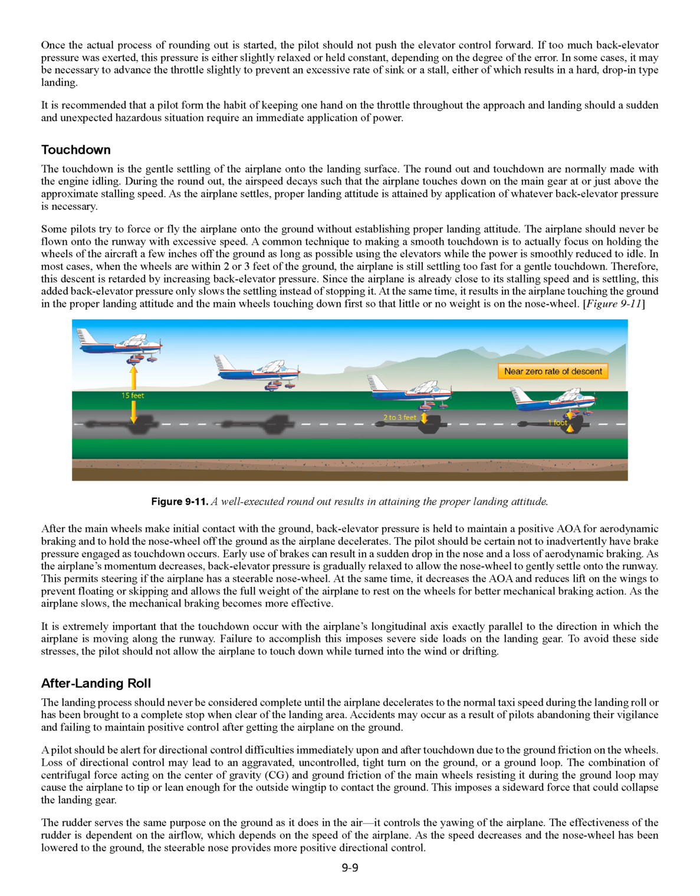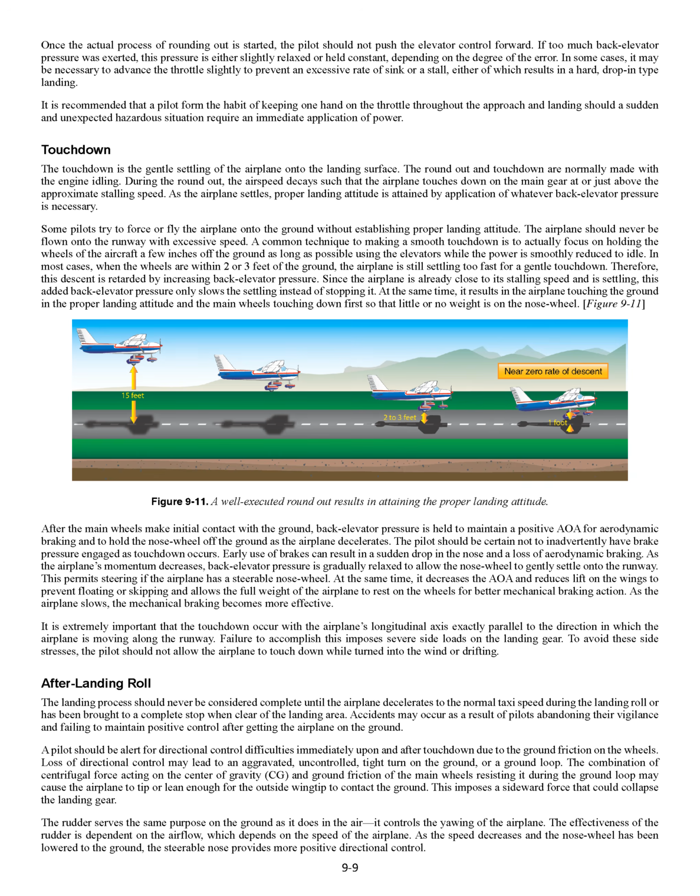After the main wheels make initial contact with the ground, back elevator pressure is held to maintain a positive AOA for aerodynamic braking and to hold the nose wheel off the ground as the airplane decelerates. The pilot should be certain not to inadvertently have brake pressure engaged as touchdown occurs. Early use of brakes can result in a sudden drop in the nose and a loss of aerodynamic braking. As the airplane's momentum decreases, back elevator pressure is gradually relaxed to allow the nose wheel to gently settle onto the runway. This permits steering if the airplane has a steerable nose wheel. At the same time, it decreases the AOA and reduces lift on the wings to prevent floating or skipping and allows the full weight of the airplane to rest on the wheels for better mechanical braking action. As the airplane slows, the mechanical braking becomes more effective.